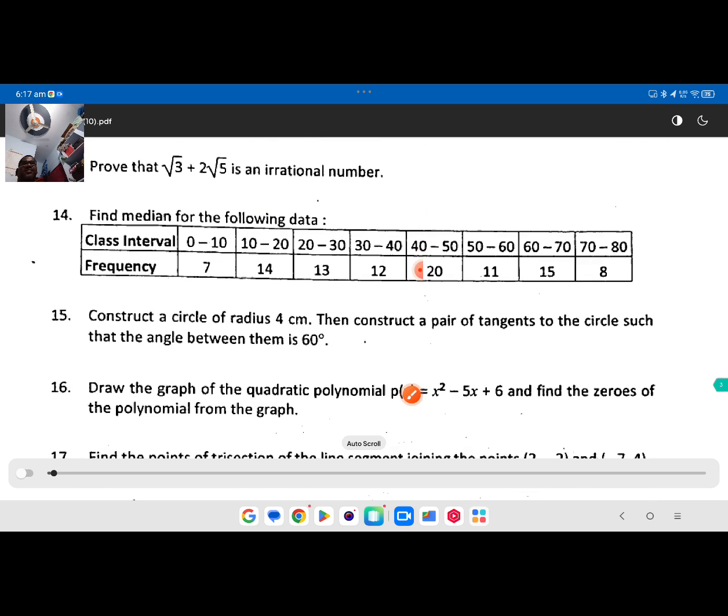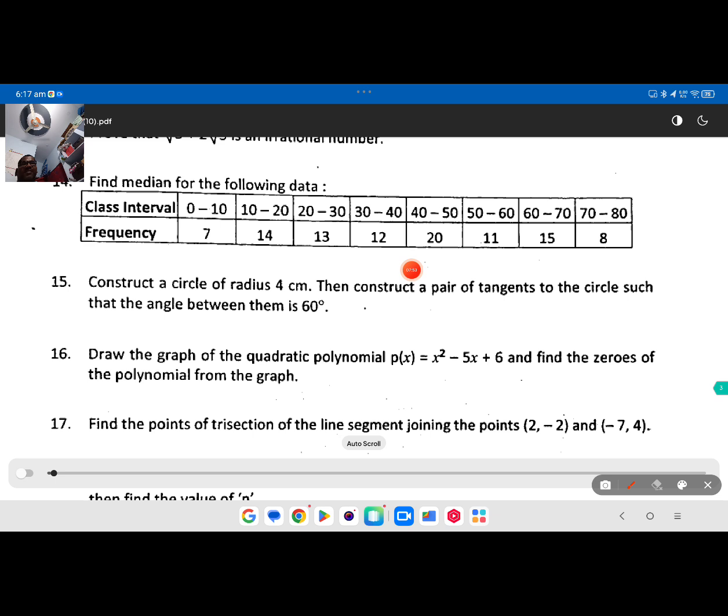The remaining solution you get. Construct the pair of tangents for the circle. Draw the rough sketch first. He is asking to draw the pair of tangents. Rough sketch: circle, pair of tangents. Right? And it is given 60 degrees between them. The radius of the circle is given as 4 centimeters. So this is just a rough sketch. For the rough sketch, half mark or 1 mark will be allotted.